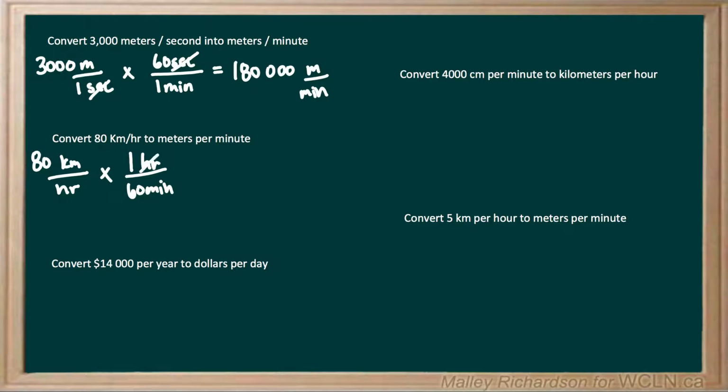Hours are on the top, so that cancels out with hours on the bottom, and we're now left with kilometers per minute. But we want meters per minute, so that means we have to change these kilometers into meters. We know that there are 1,000 meters in 1 kilometer, so we're going to multiply this by 1,000 meters for every 1 kilometer. We can see our units of kilometers cancel out, and we're left with the units of meters and minutes. So now all we have to do is 80 divided by 60 multiplied by 1,000 to give us our answer of 1,333.3 meters per minute.